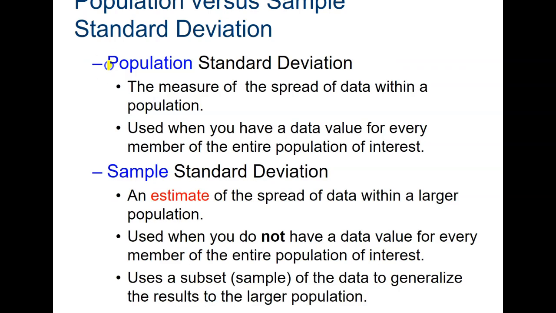So in population standard deviation, we are looking at the spread of data within a population. So we're talking about all of them. And in order to do this, every member has to be measured. In sample standard deviation, you have an estimate of the spread of data within the population. You do not have a data value for every member, and we are using a subset or a sample of the data to generalize the results to the larger population. So this lets us just say, hey, if I measure 30 of these, I know what's happening with all 300.